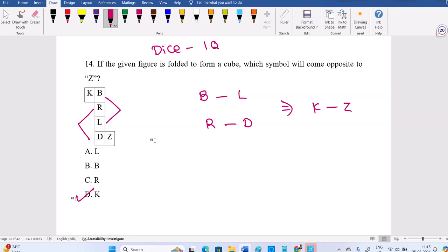This is the opened one. If you close it, it will form a cube. Okay, so after closing also, this is a logic shortcut method. Row wise or column wise, alternate sides will be opposite.